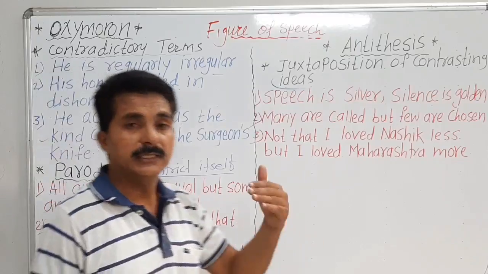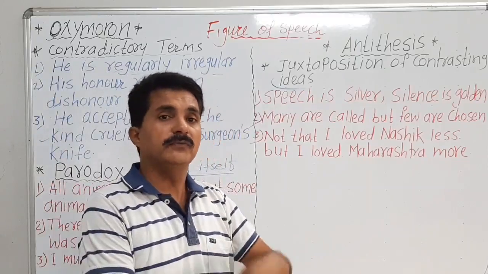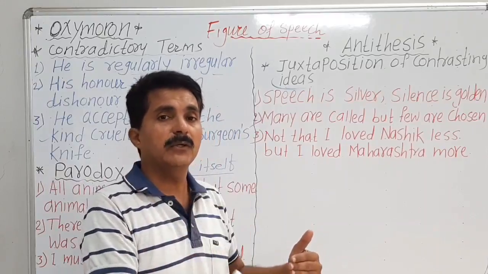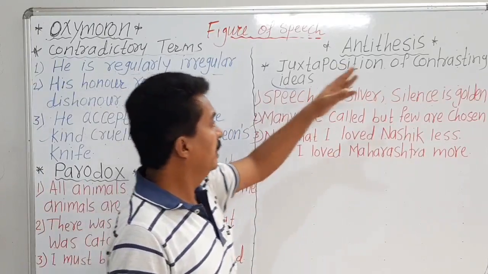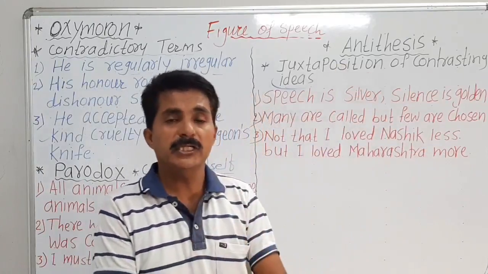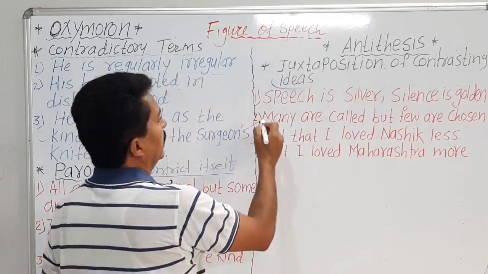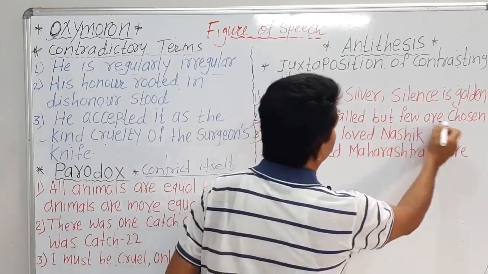In paradox, the second statement proves the first statement wrong, or the second statement contradicts the first statement. But in antithesis, the second statement doesn't contradict the first statement. Second example, many are called but few are chosen.